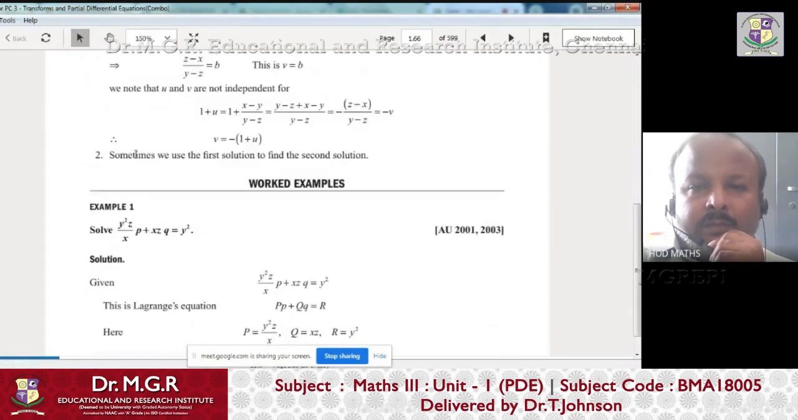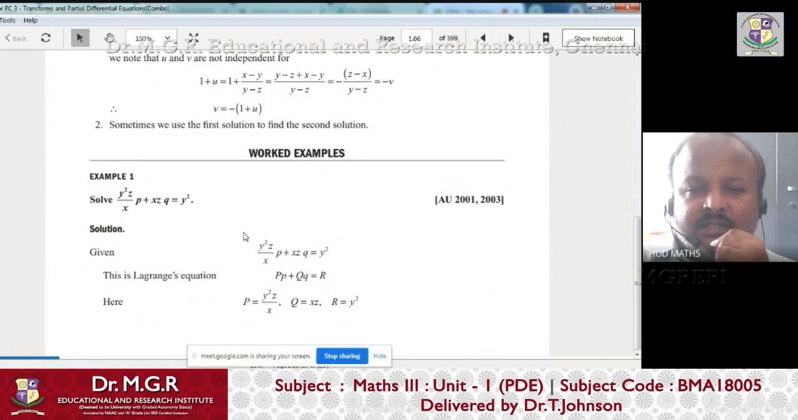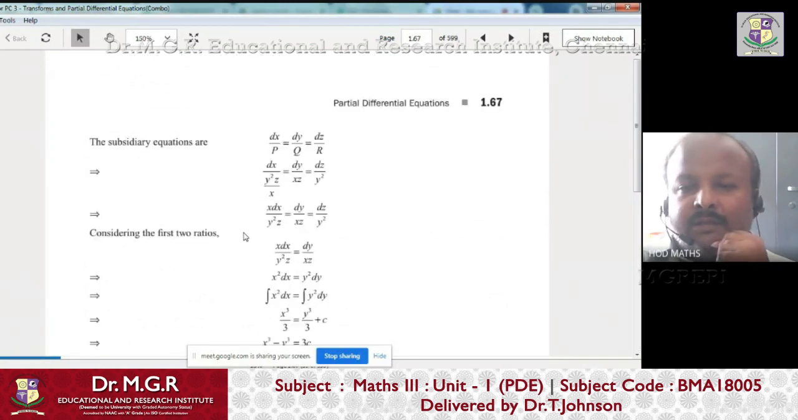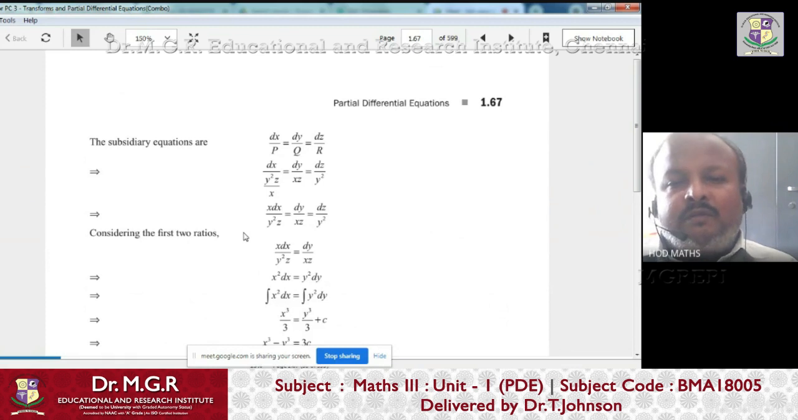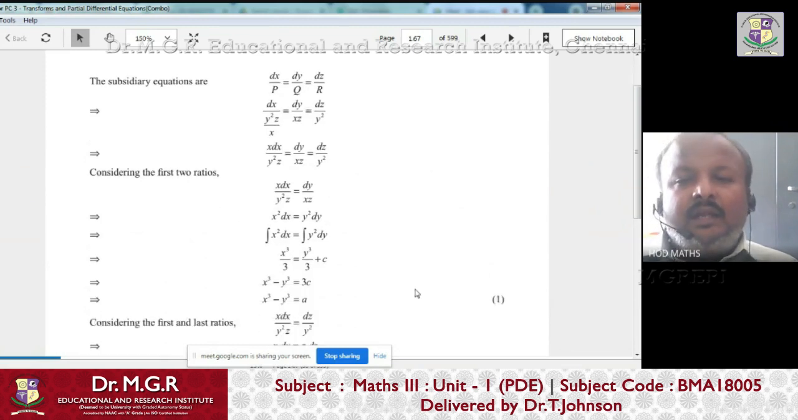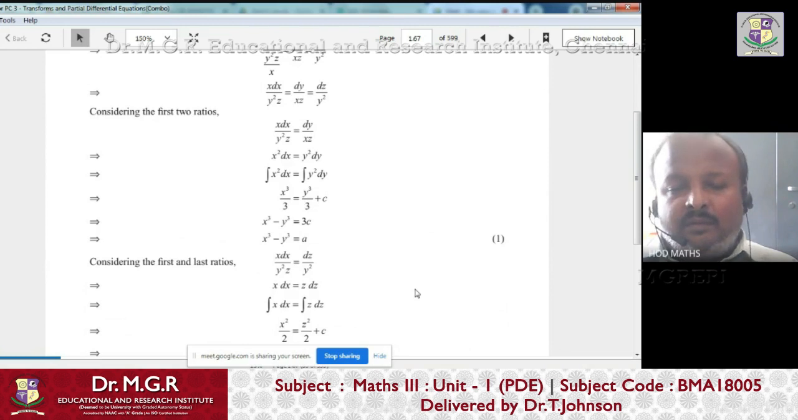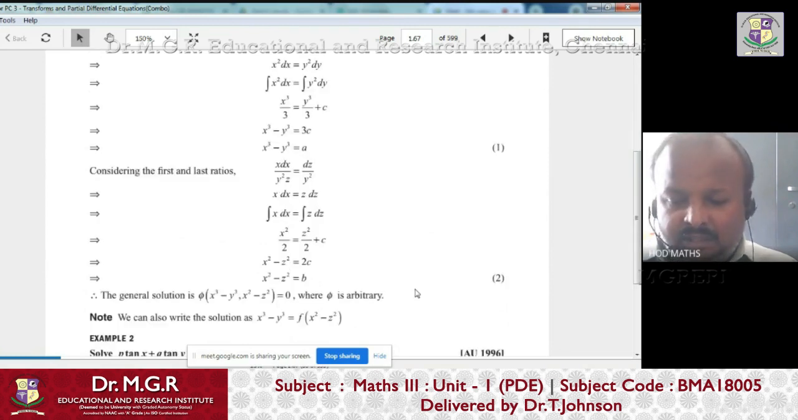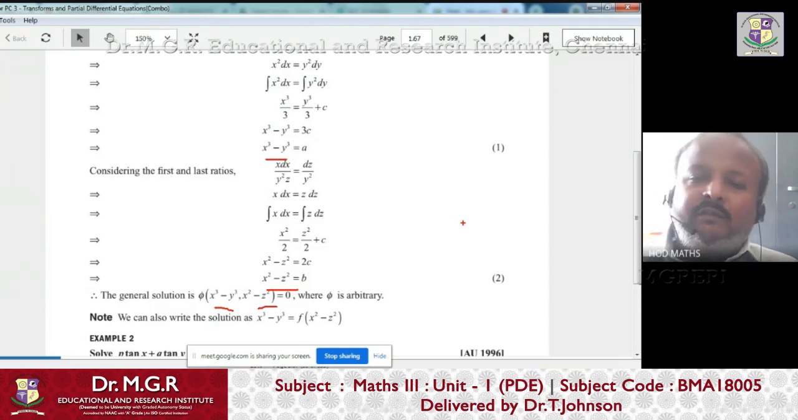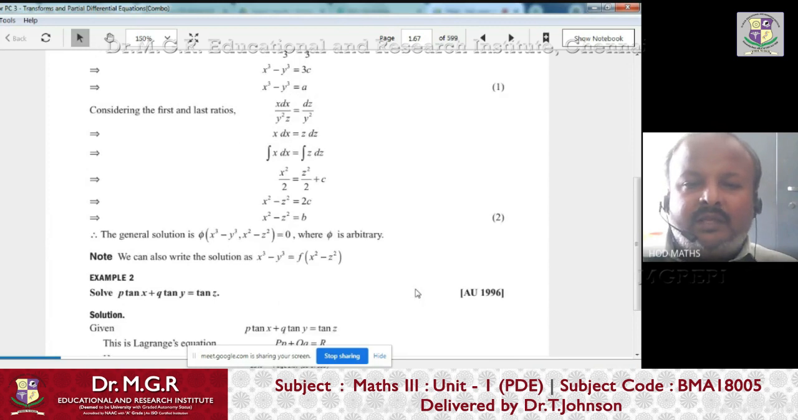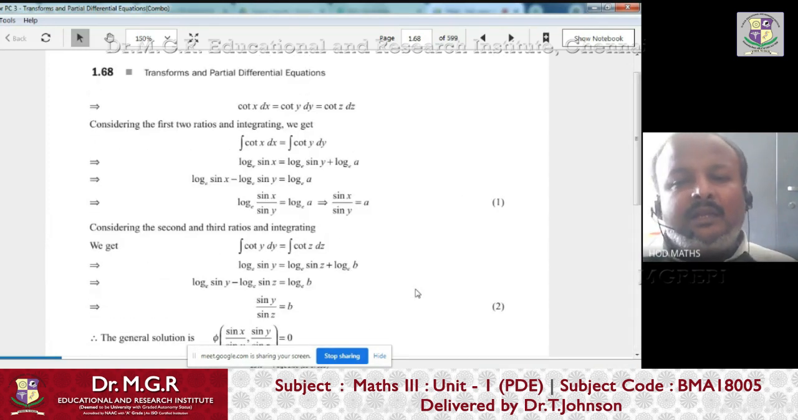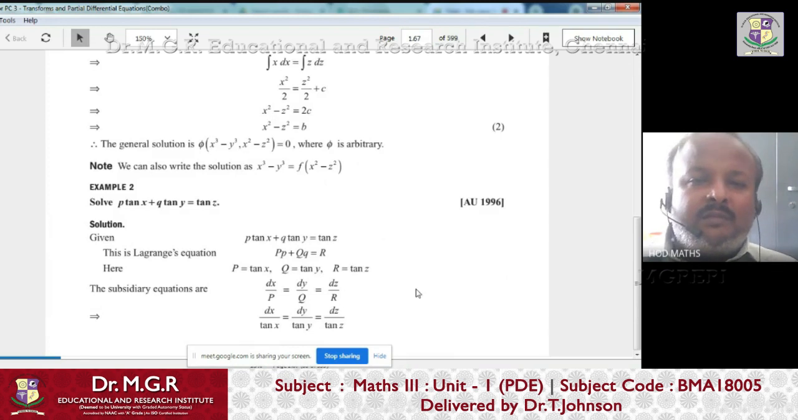So in our problem, this is the PDE we just solved. We take P, Q and R from the equation, and then we group first and second, and first and third, and we found u of x comma y comma z as well as v of x comma y comma z in the form of x cube minus y cube as well as x square minus z square, and we substituted here, then that will be the final general solution of the given PDE. So in this manner, you can solve a numerous number of problems which are in the form of Pp plus Qq equals R.